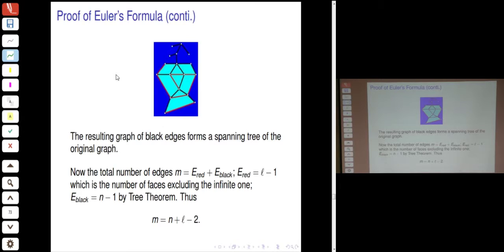Now, how many black edges? Here we have to use this tree theorem we learned. Because it's a spanning tree, the number of black edges is equal to the total number of vertices minus 1, right? We said that. So now you plug in: M equals E red, which is L minus 1, plus E black, which is N minus 1, so M is N plus L minus 2, right? So that's the proof of Euler's formula. Okay.